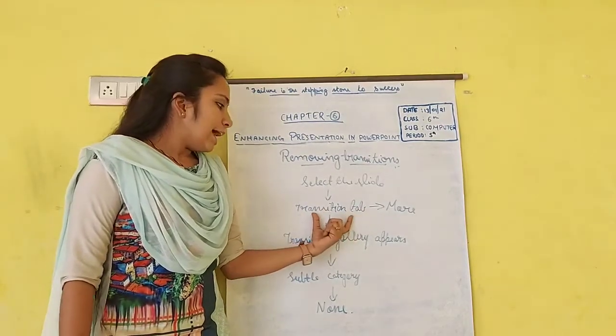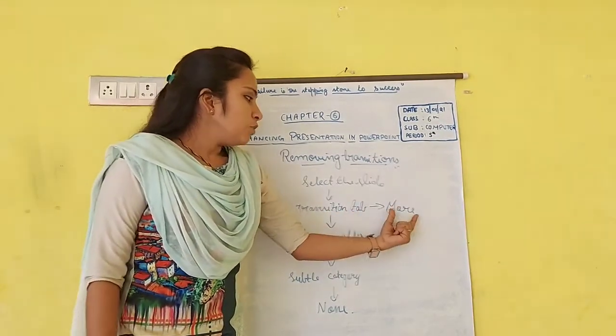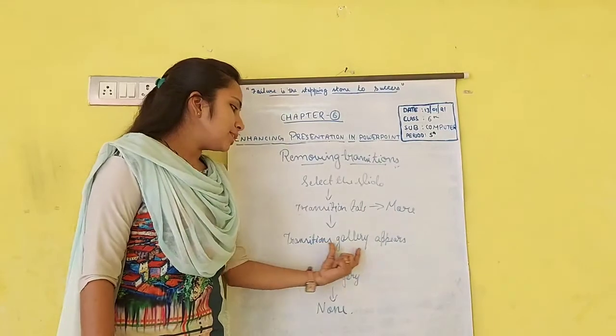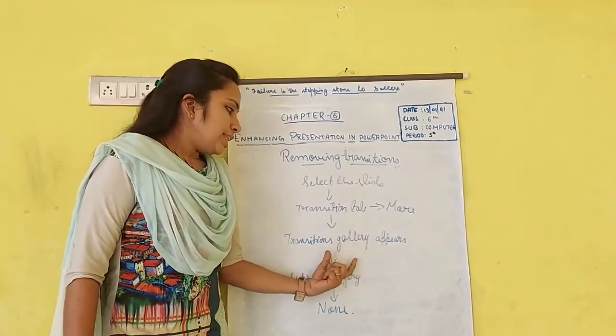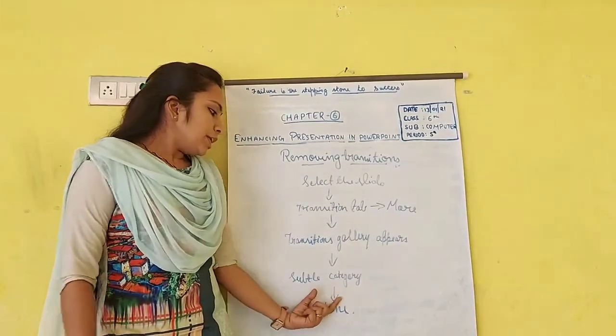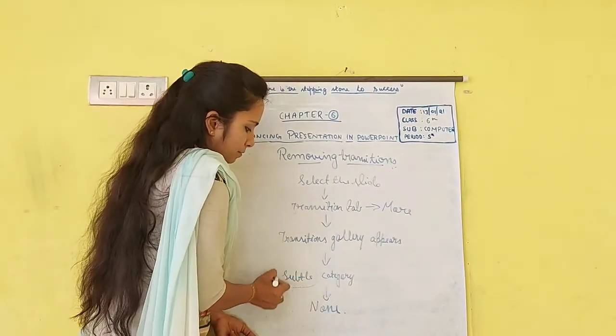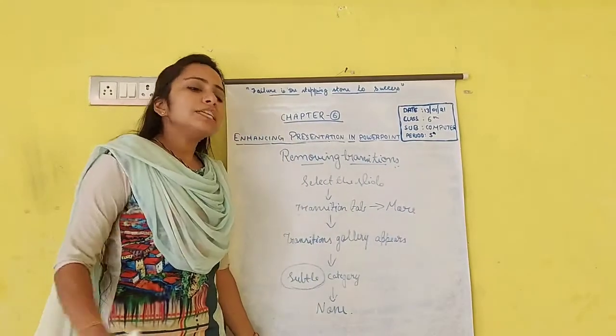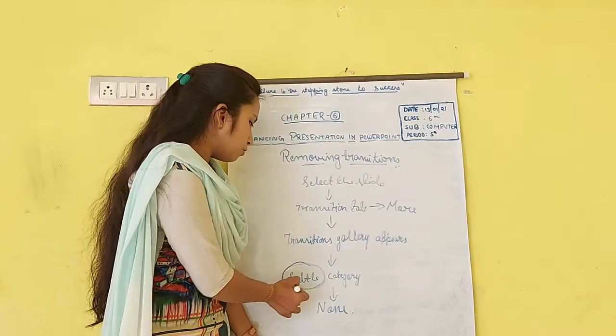In that transition tab, again you will go for more. Then the transition gallery will appear. In that, you will go to the particular category. I have written here subtle, but it is not necessary that you need to write subtle only.